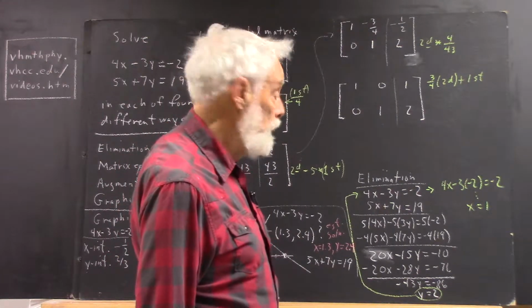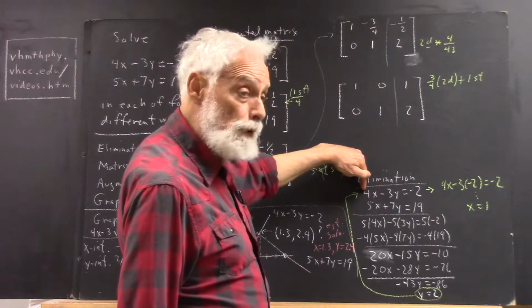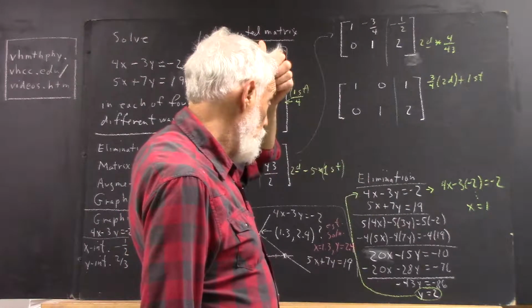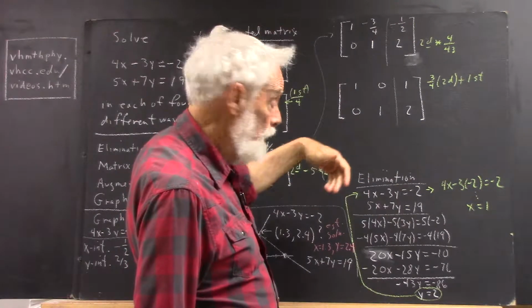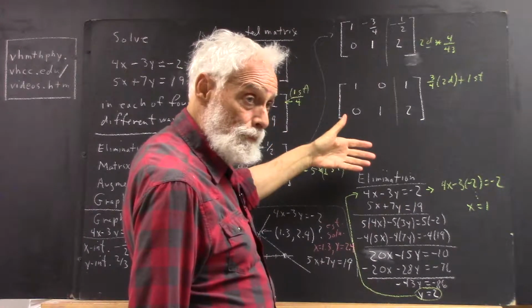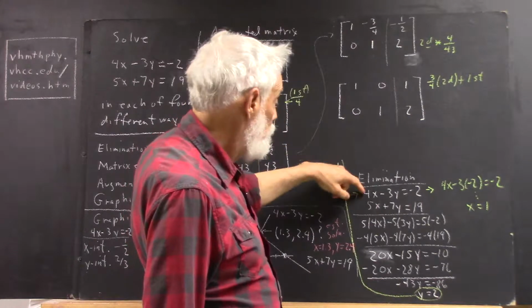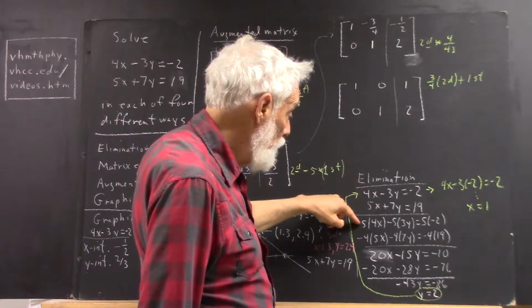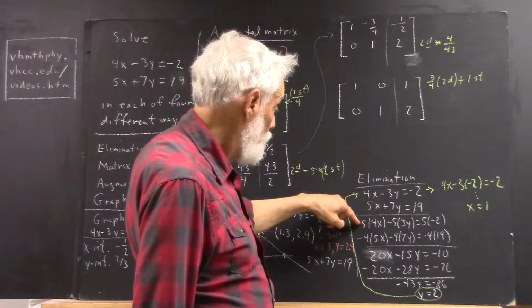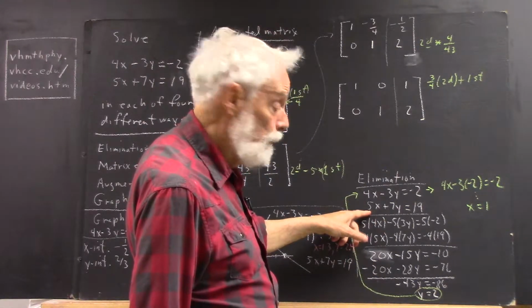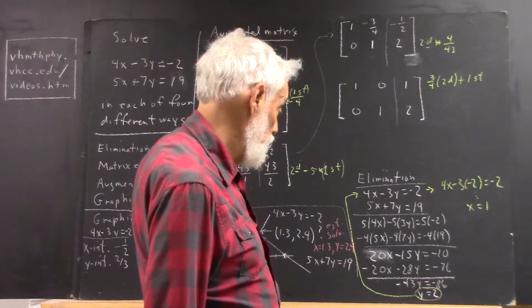wanted coefficients to be equal, we could multiply this equation by 5 and this one by 4. If we want them to be equal and opposite, we're going to multiply one of them, well, one of those numbers will be negative, okay? So I chose to multiply this equation by 5, which is going to give me 20x, right? And then this equation by negative 4, which will give me negative 20x.